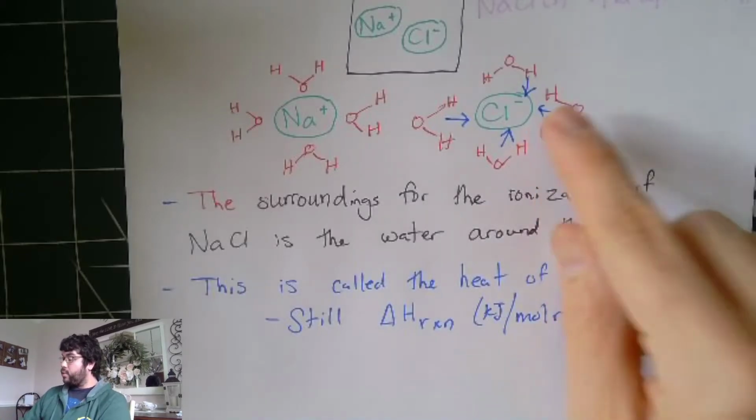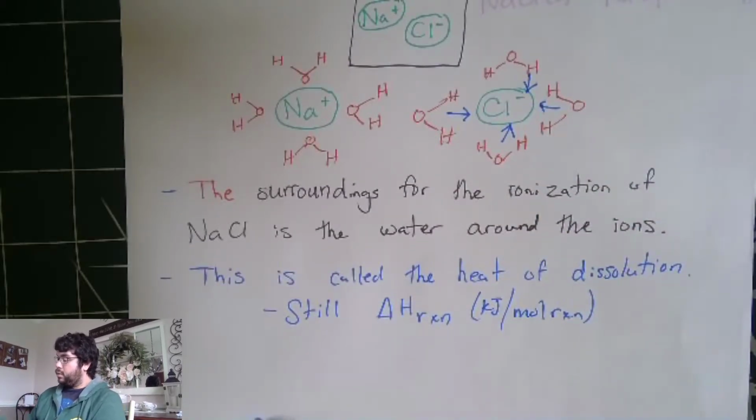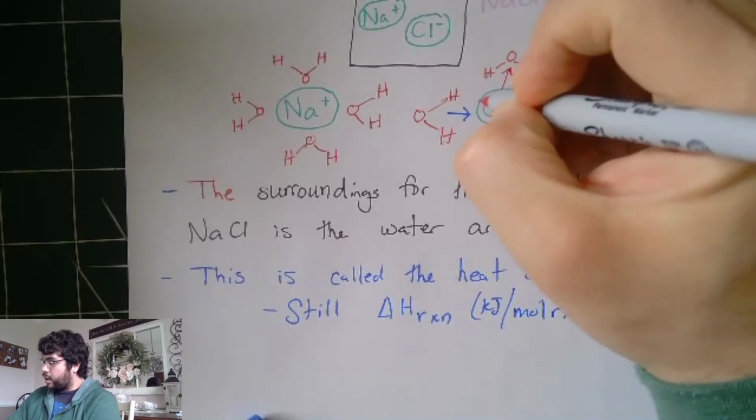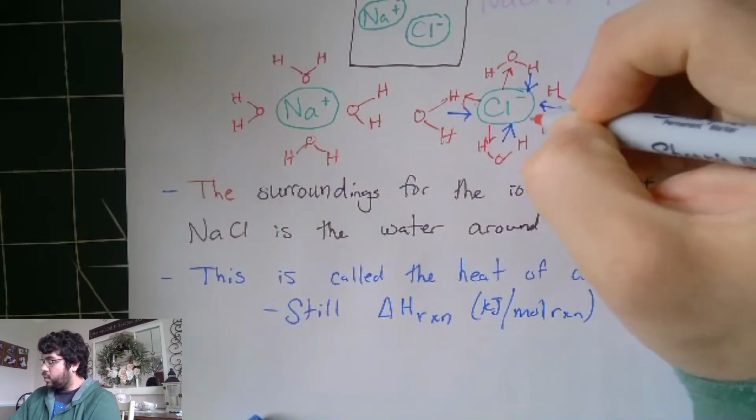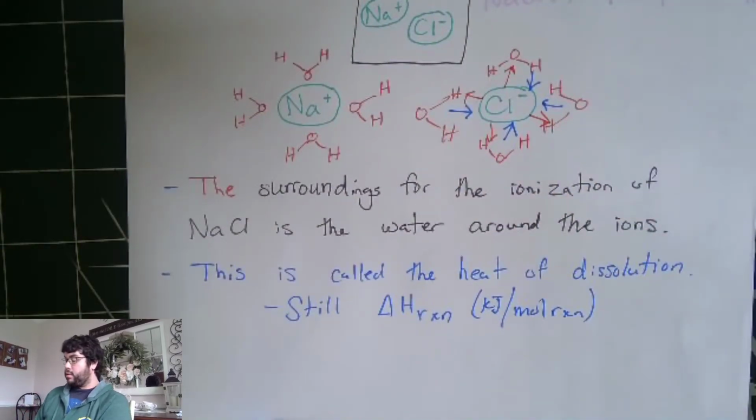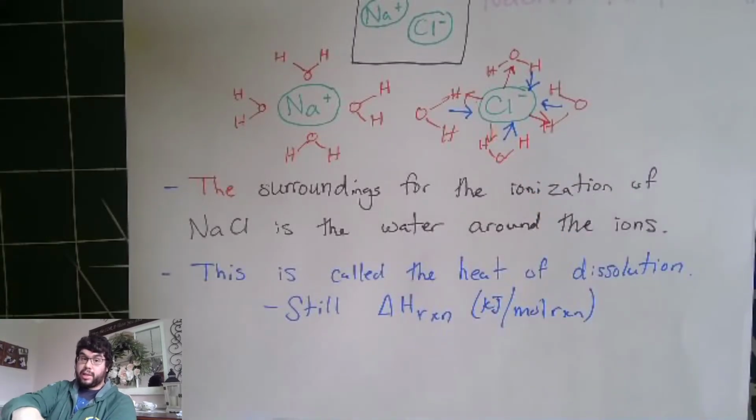If the energy were to go into the waters, if heat's going into those waters, then we would measure an increase in temperature. If we measure an increase in temperature, then that means the reaction is exothermic. If we measure a decrease in temperature, the reaction is going to be endothermic.